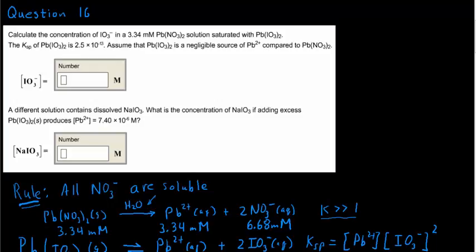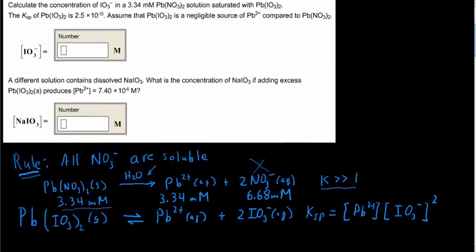If we have 3.34 millimolar lead nitrate, then we see from the stoichiometry that one molecule of lead nitrate dissociates to give us one lead 2+ ion, so its concentration is going to be 3.34 millimolar. When lead nitrate breaks up, we get 2 moles of nitrate for every one lead nitrate that dissociates, so the concentration of nitrate is 6.68 millimolar. But we don't care about the nitrate concentration in this problem. It's what we call a spectator ion, so it doesn't participate in reacting with the iodate at all.